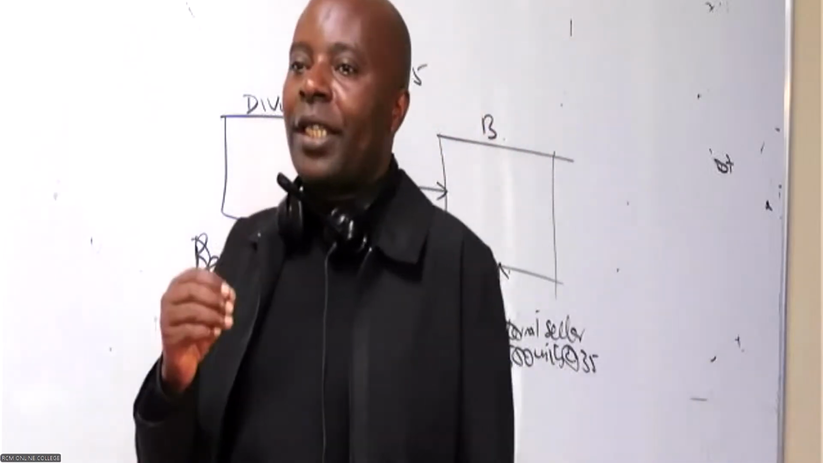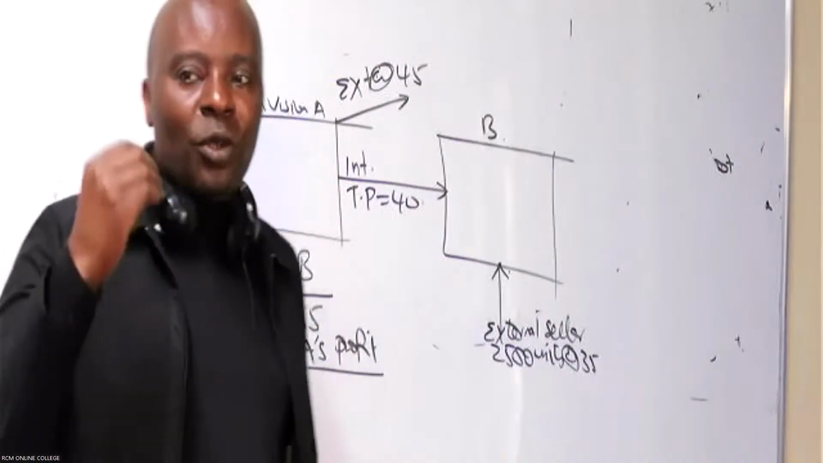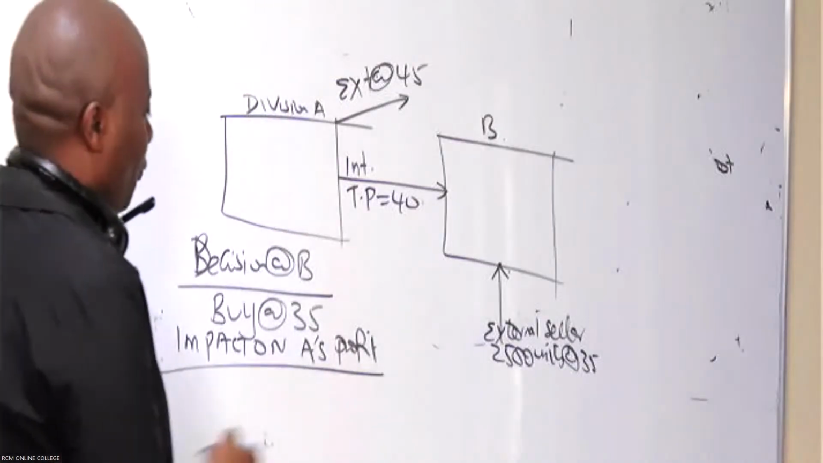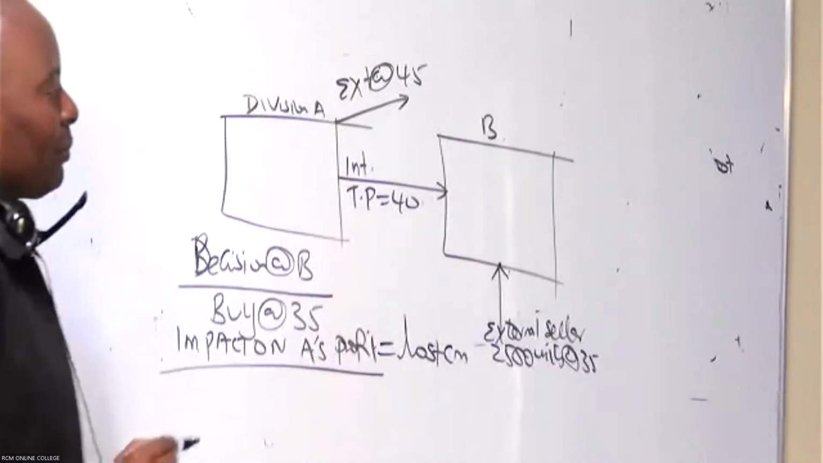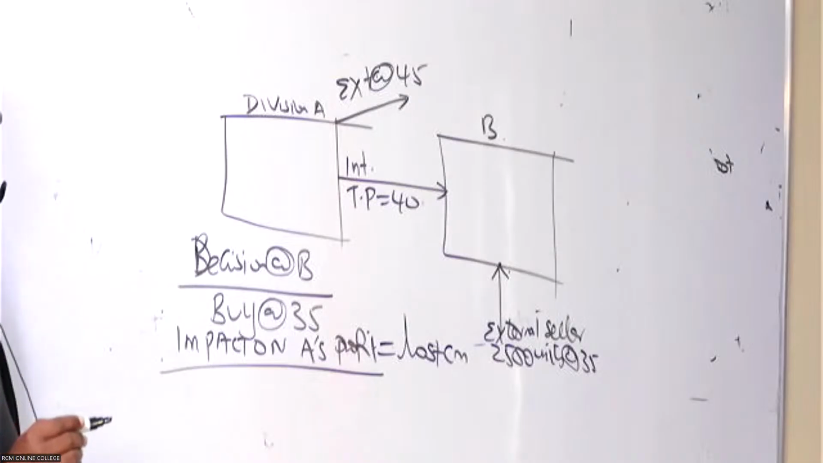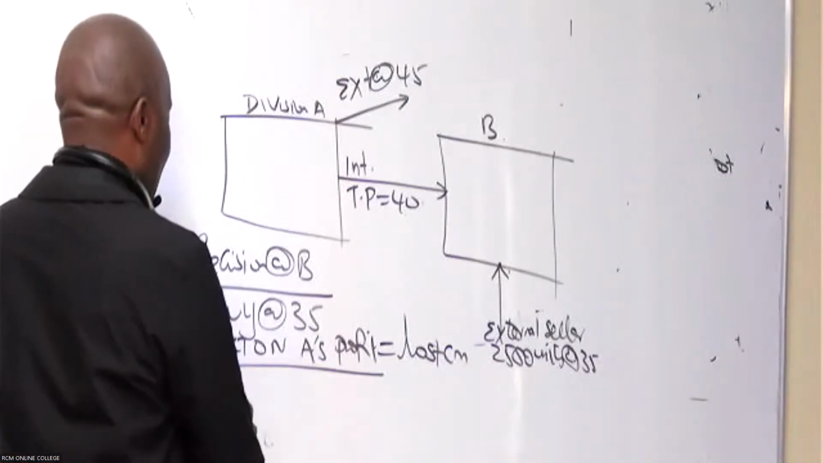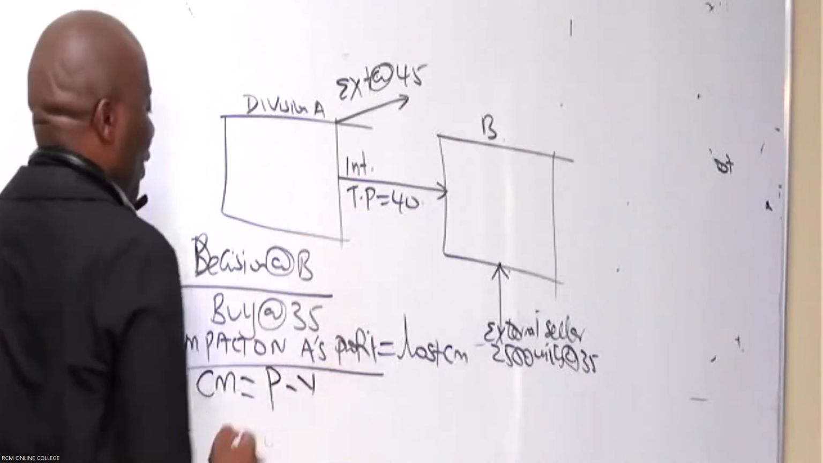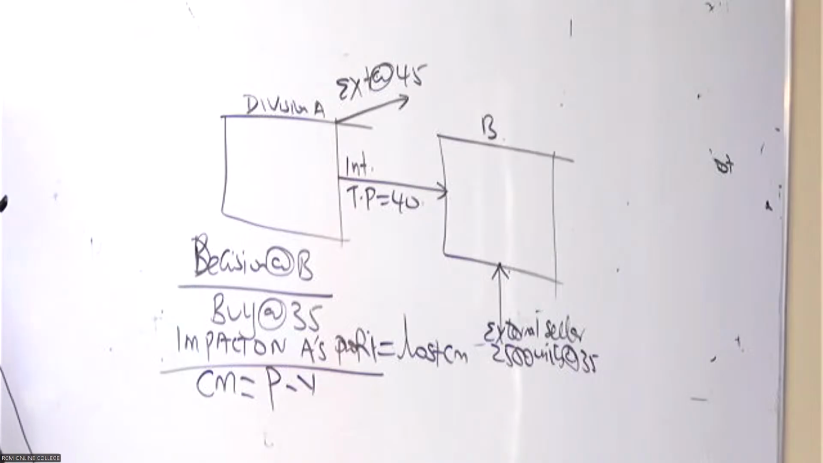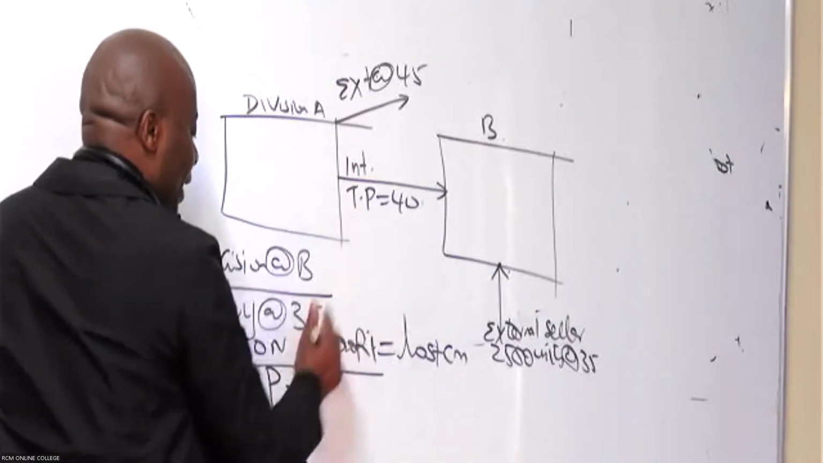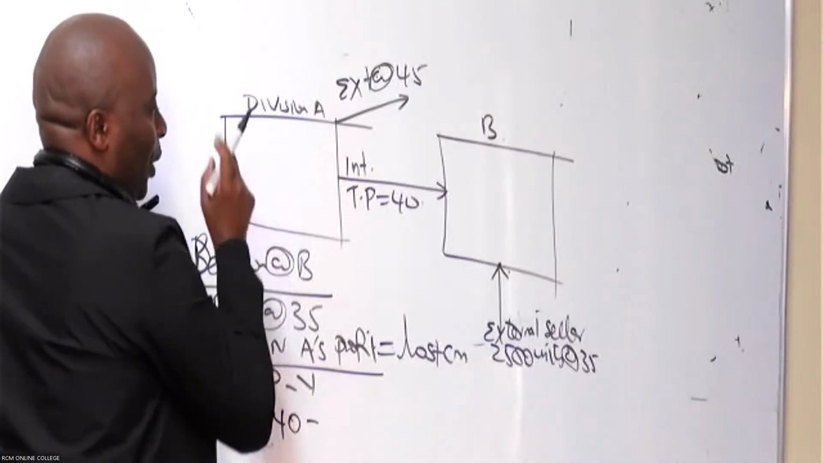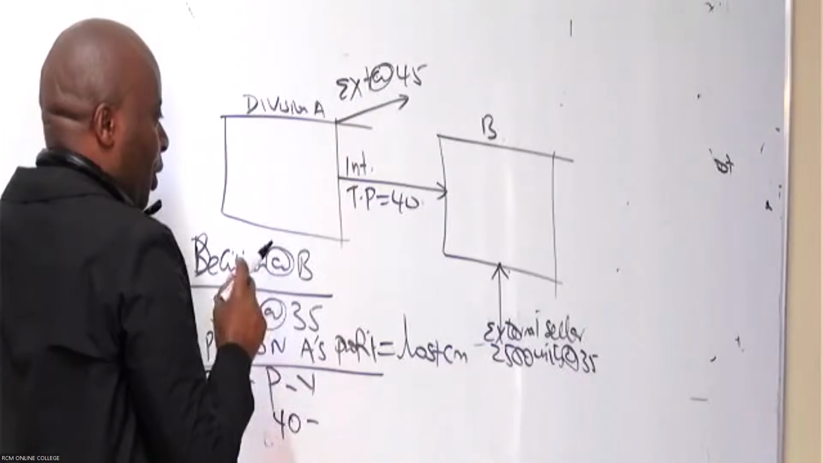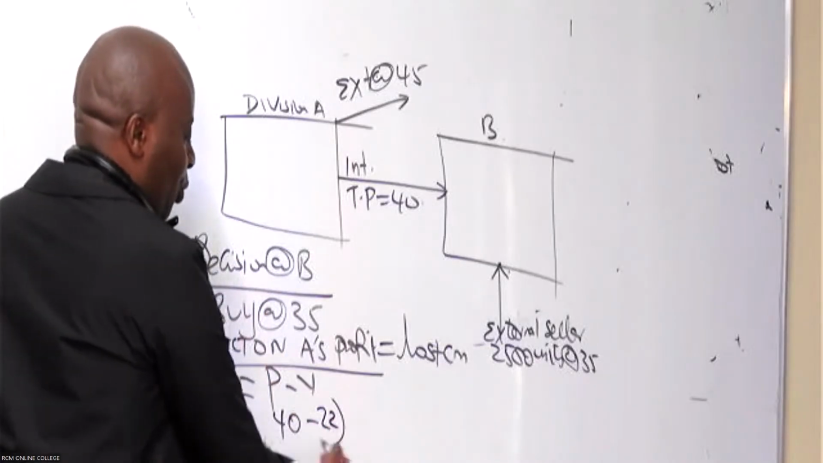You always calculate the lost CM, the lost contribution margin. So the impact on A's profit: give me the lost CM. And of course, you are pretty much aware that CM is price minus variable cost. If A was to sell internally, they would have earned a price of 40. And what is the variable cost for division A per unit? Variable cost is 22.